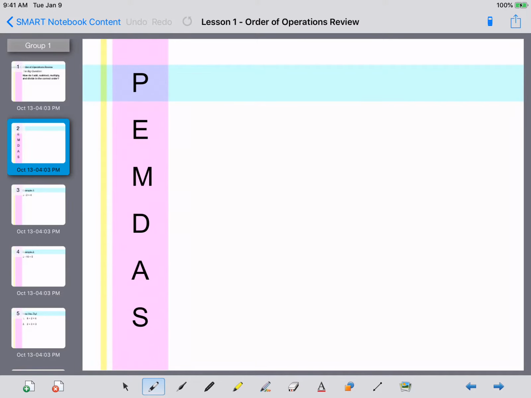So, PEMDAS is a way to help you remember the order of operations. The P in PEMDAS stands for parentheses. So, anything that is inside of parentheses is always the first operation that you do.